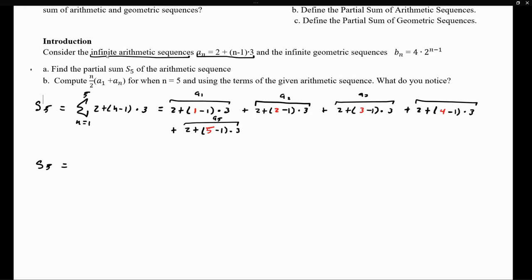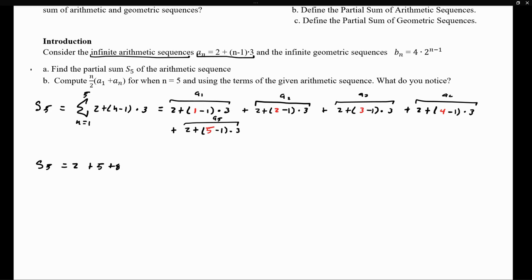So 1 minus 1, that's 0, times 3, that's 0, and 0 plus 2, that's 2. So that's the value of the first term. Now let's simplify the second one. 2 minus 1, that's 1, times 3, so that's 3, plus 2, that's 5. For the third term, 3 minus 1, that's 2. 2 times 3 is 6. 6 and 2, that's 8.